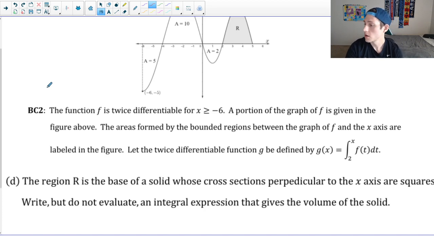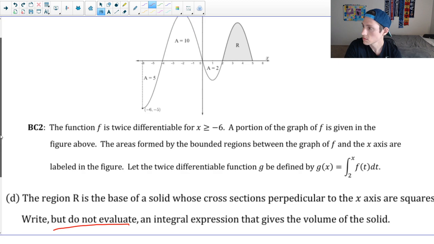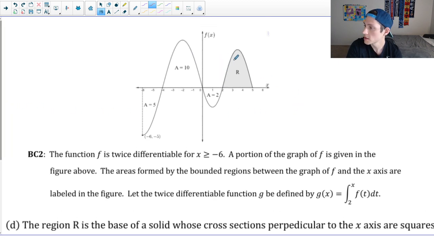The region R is the base of a solid whose cross sections perpendicular to the x-axis are square. Write, but do not evaluate, an integral expression that gives the volume of the solid. All right, so we're really focusing on this R right here. Cross sections, so this is Hayden's favorite. What this means is we are looking down at R. We are birds flying over this graph. This graph is flat on the ground. R is the base. This is the bottom. And then coming up from R, so coming out of the screen, are squares.